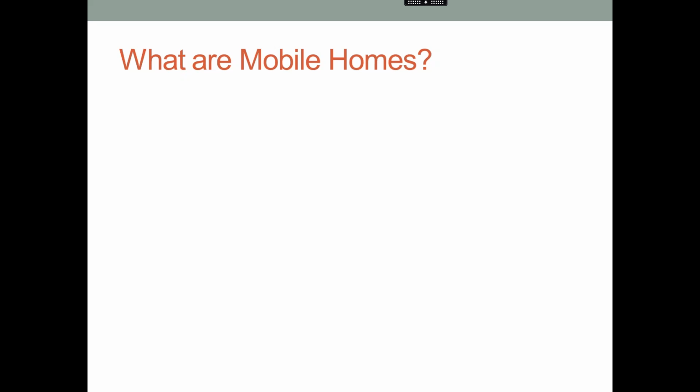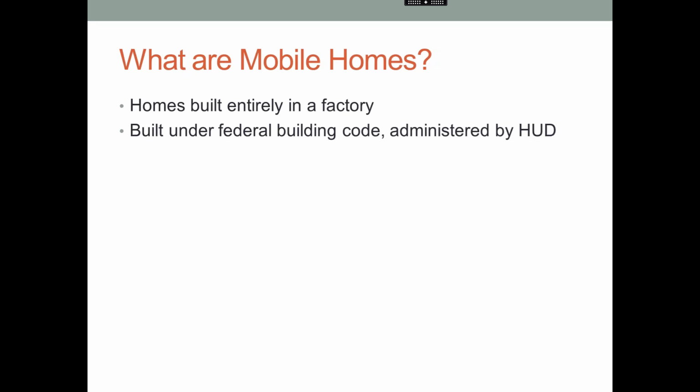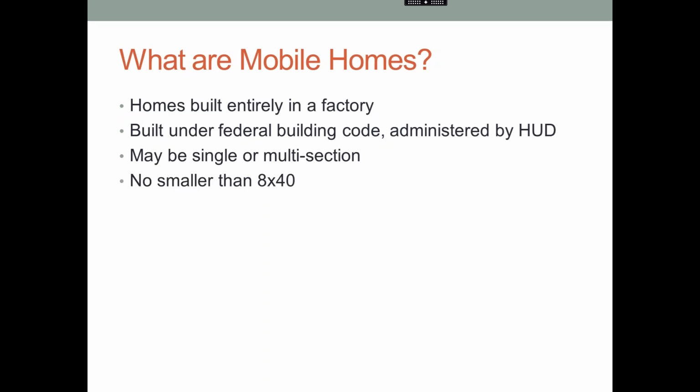So first thing I wanted to do was define what a mobile home really is. A mobile home, or a manufactured home, which is the more specific term for it, is built entirely in a factory. They're built under federal building code administered by the Department of Housing and Urban Development. So when they are manufacturing and installing mobile homes or manufactured homes, they are under very strict requirements, again, administered by HUD. They can be single or multi-section. Most of the time, if you hear somebody say a single wide or a double wide, they're referring to the number of sections in the manufactured home. Next, they cannot be any smaller than 8 by 40, and they have to be at least 320 square feet. So these are just some general pieces of information of how we define a manufactured home.